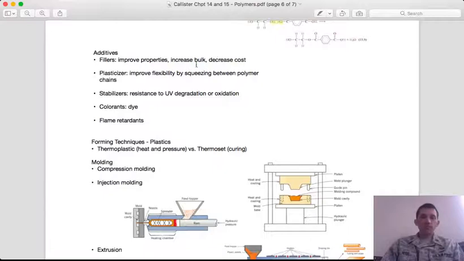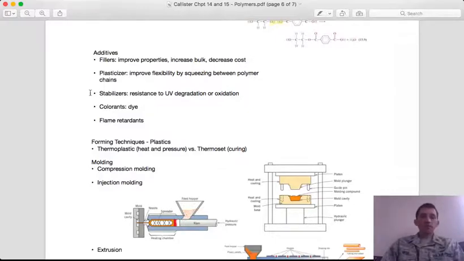Sometimes all they do there is to increase the bulk. Right? Maybe you don't need the strength of the polymer, and so if you add some filler, then you can make it the right size and at a decreased cost, because not all of the material in the part is actually the polymer material.